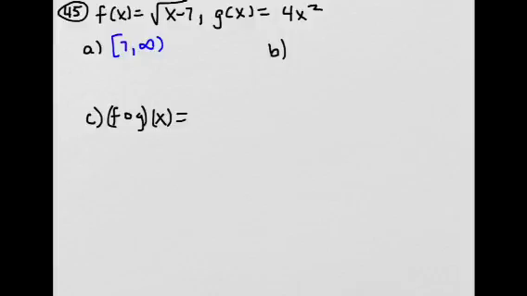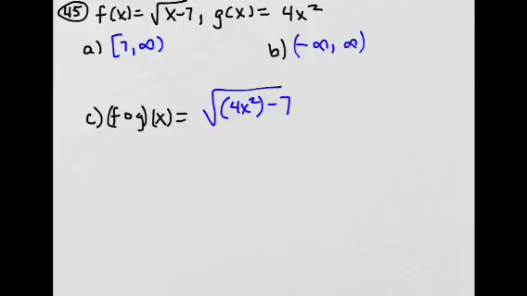Okay, for B, all reals, because it's a quadratic, it's a polynomial, so x could be any number on the number line. For C, we need to do the composition first. So replace the x in f of x with g of x. So in the parentheses, I'm going to put in 4x squared.